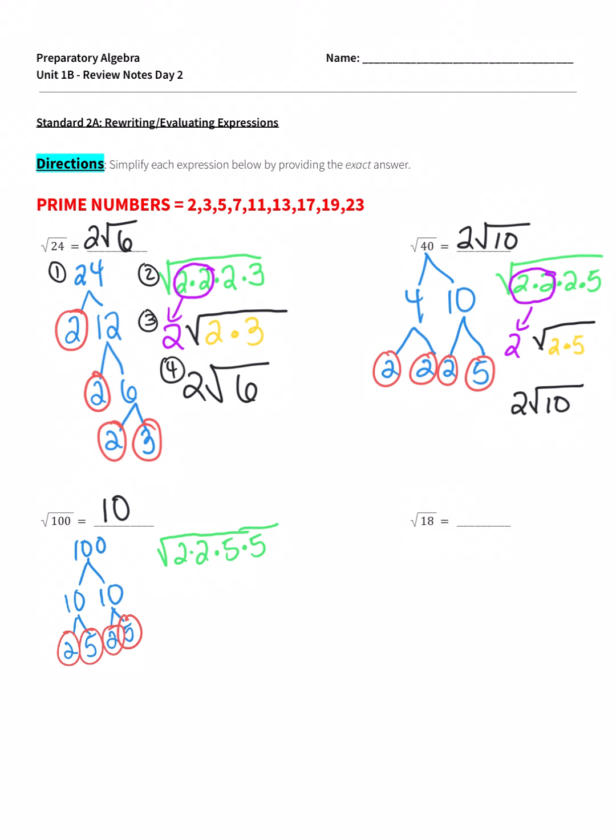Next, we find our pairs. And you can see we have a pair of 2s and a pair of 5s. So we redraw our square root symbol. And on the outside, we have 2 times 5, and that is because of our pair of 2s and our pair of 5s. And we are left with nothing inside.